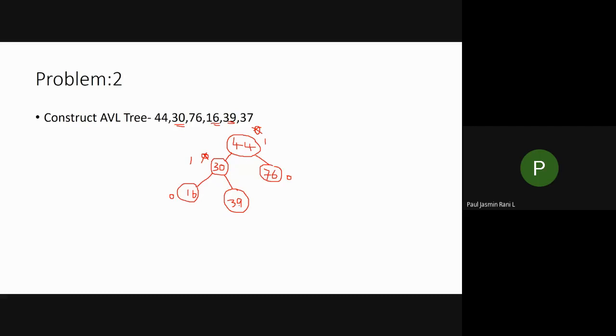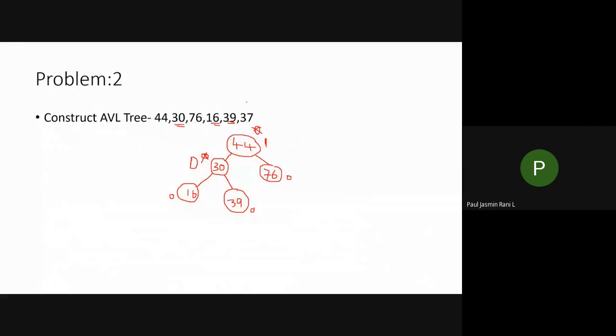So when I insert this 39, what will be the balance factor of 39? Here it is 0. So this 16 also 0. So it should be updated as this one. You will get the balance factor as 0. So what happens to this parent node? 2 minus 1, you will get the balance factor as 1. Is it correct? Say yes or no. Yes, ma'am. Okay. Next one is 37.